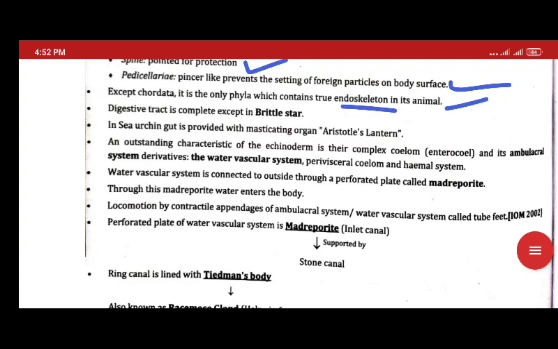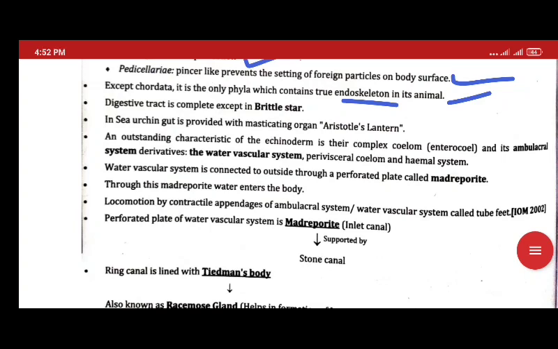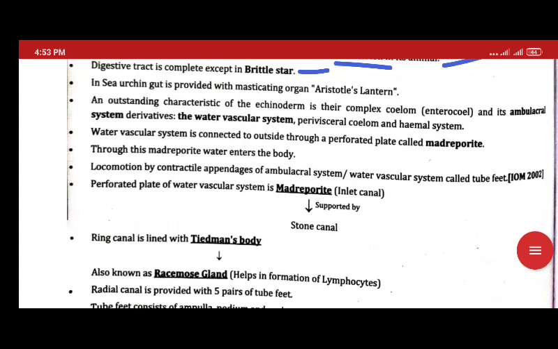Except Chordata, only this phylum contains an endoskeleton. So I have told you, with Chordata this Echinodermata phylum also includes an endoskeleton. The digestive system is complete except in brittle star. Sea urchin has a masticating organ, meaning like teeth for chewing. It has Aristotle's lantern in sea urchin. Remember this exception and main point: sea urchin, Aristotle's lantern.